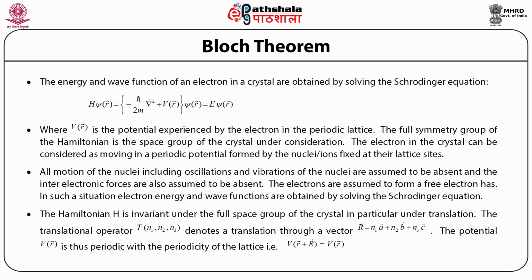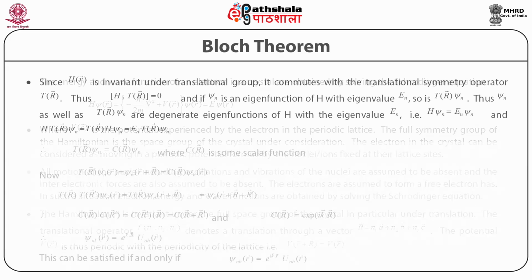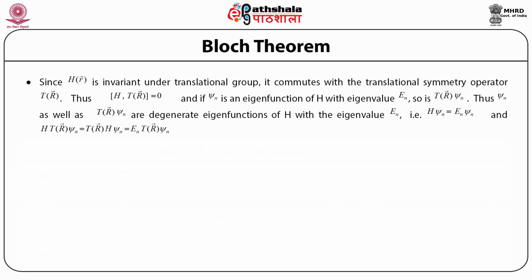The potential V(r) is periodic with the periodicity of the lattice, which is the translation through the vector capital R. That means V at a point r is equal to the potential when you translate r to r plus capital R. So V(r plus R) is equal to V(r). Since H is invariant under the translation group, it commutes with the translation symmetry operator T_R. Thus, the commutator of H and T_R, that is [H, T_R], is equal to 0.